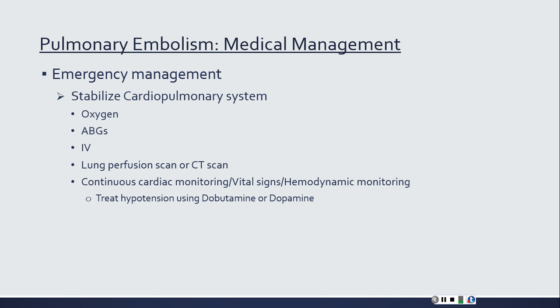All right, medical management. In an emergent case of pulmonary embolism, it's the CPR. Okay, stabilize the cardiopulmonary system as much as possible. Provide oxygen. Evaluate ABG levels. Start an IV. Lung perfusion scan or CT scan. This helps us to actually look at where the blockage is occurring. And then continuous cardiac monitoring, vital signs, hemodynamic monitoring, and you also want to treat hypotension using dobutamine or dopamine.